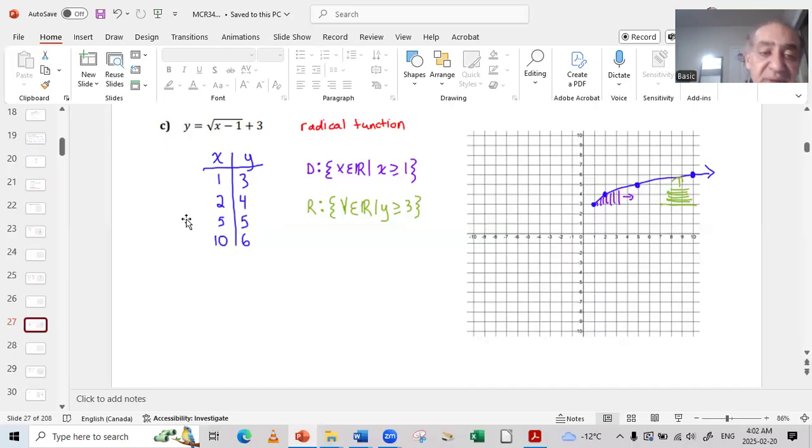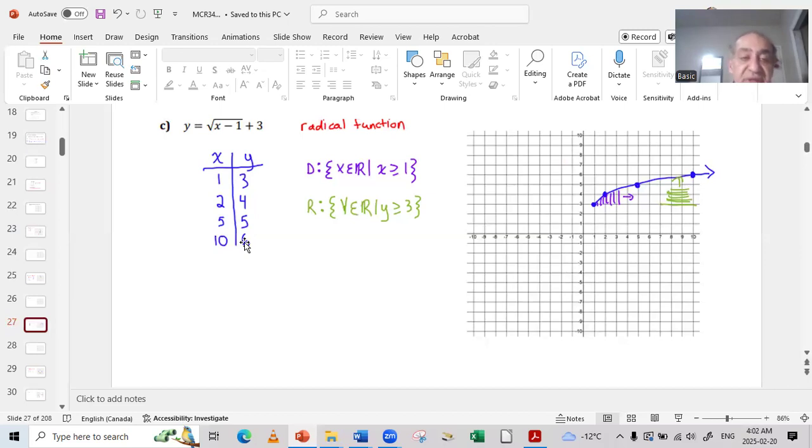Likewise, the last one, we'll assume that x will equal 10. 10 minus 1, this is 9. I will get the square root of 9, which is 3. 3 plus 3, that will give me 6. Cool, that's very nice. Now we'll go into the domain and the range.